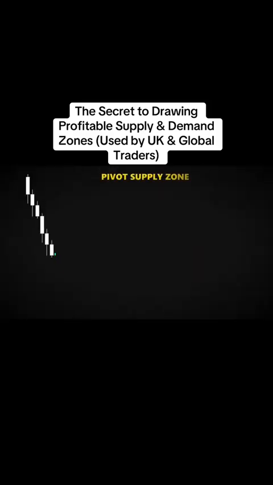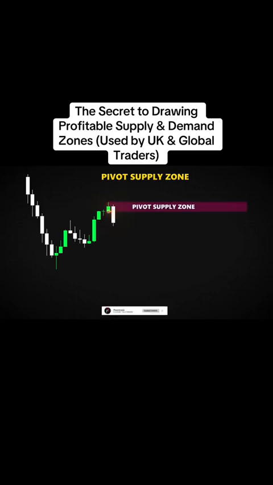For a pivot supply zone, the opposite happens. Price is trending up, showing buyers are in control. Then a green candle forms, followed by a strong red candle closing below its low, signaling sellers have taken control. Draw the zone from the high to the low of the green candle. This is a buy-to-sell setup, where buyers are exhausted and sellers take over.